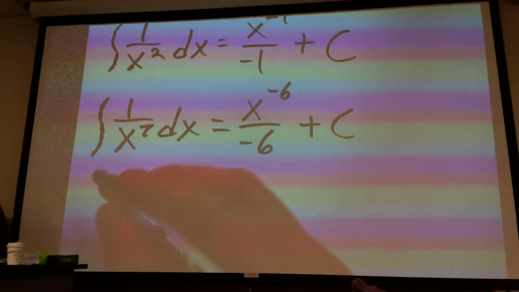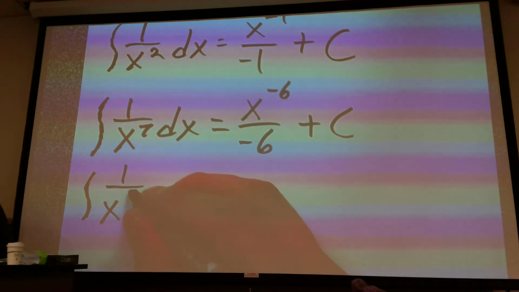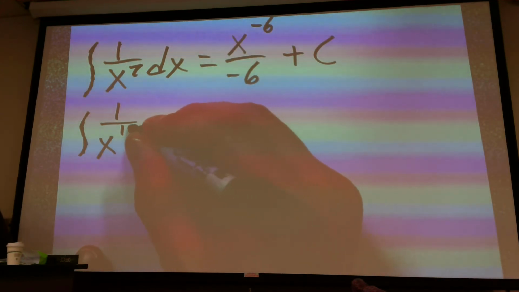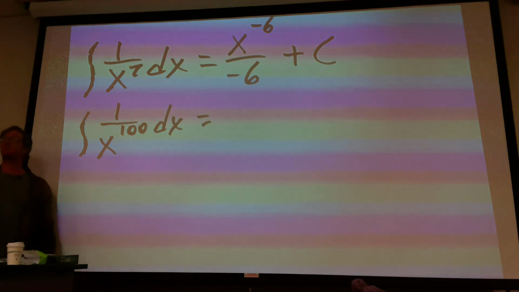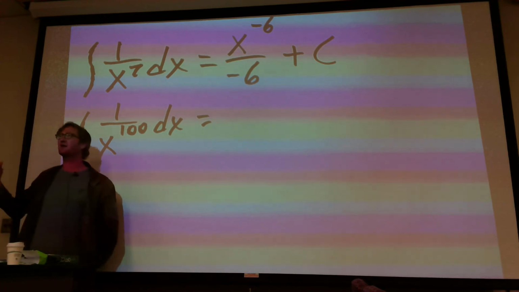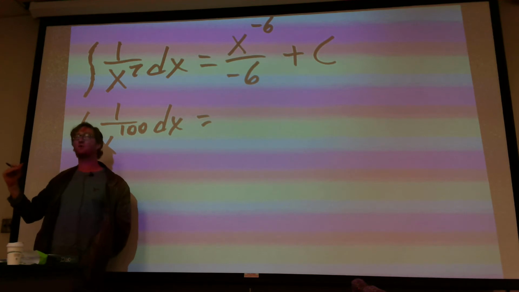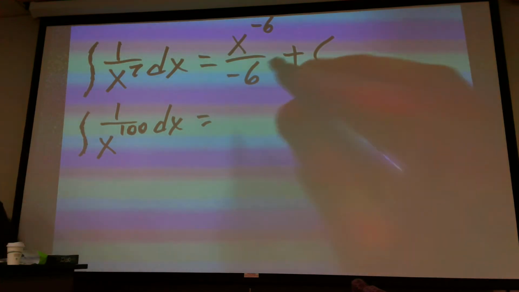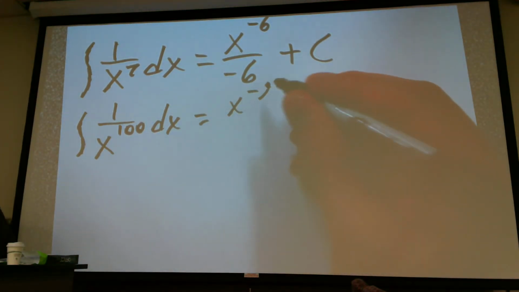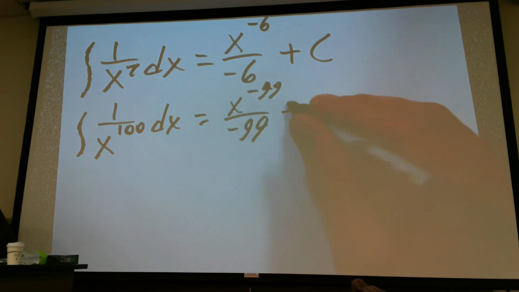All right. And so let's say we integrated 1 divided by x to the 100 with respect to x. Okay, so think about this guy as you're sitting at -100. 0 is way up there. So we're at -100. If I go up by one number, I'm going to be at -99. So that's x to the -99 divided by -99 plus c.